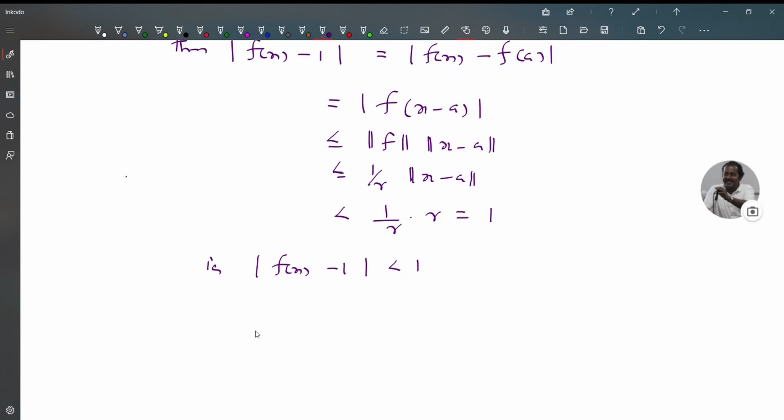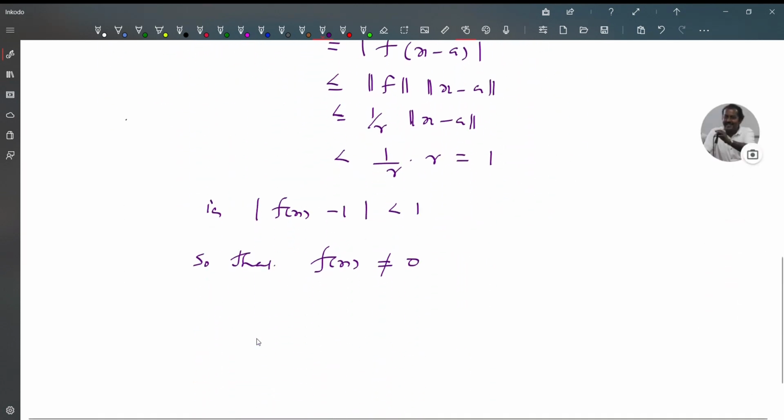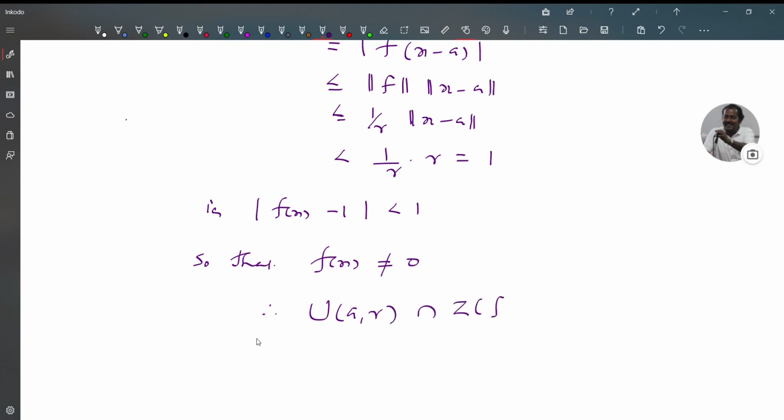So f of x is not equal to 0. Therefore, x does not belong to the null space of f. So our choice is: x is in U(a, r), then x does not belong to the null space of f. Therefore, U(a, r) intersection null space of f is empty. So this proves the lemma.